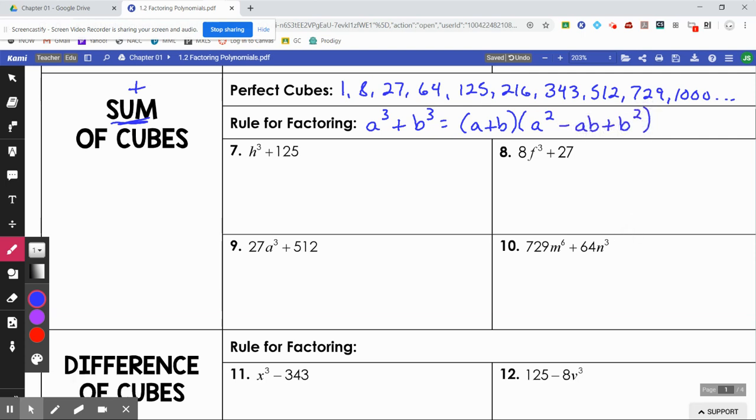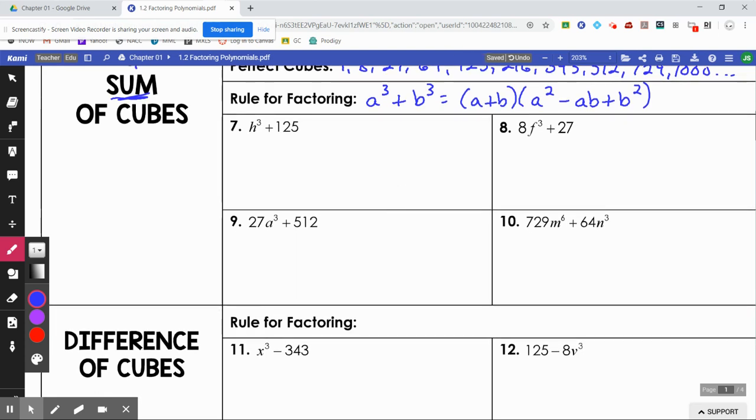So what you've got to do here is first identify if it is a perfect cube plus a perfect cube. I'm going to leave my rule there. I know h to the third is obviously a perfect cube, and 125 would be 5 times 5 times 5. If you want to rewrite it in this form, then in the place of a in your formula, put h. In the place of b in your formula, put 5.